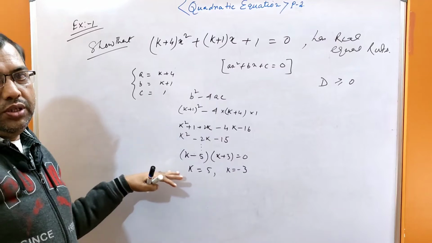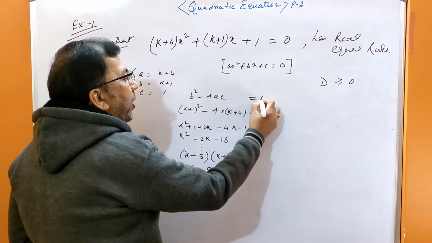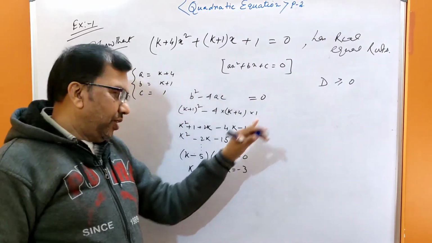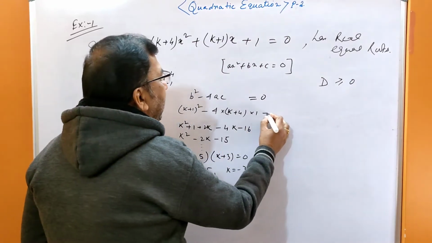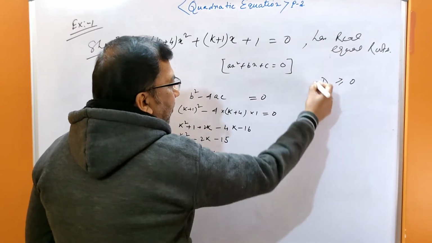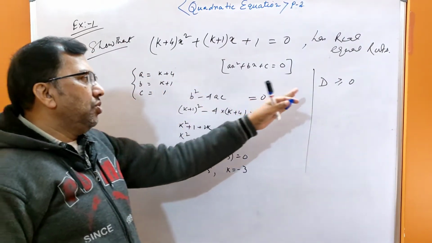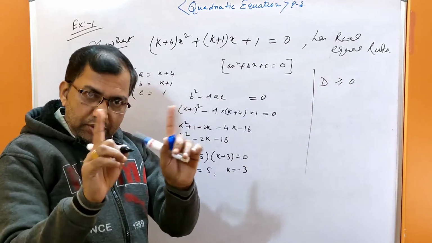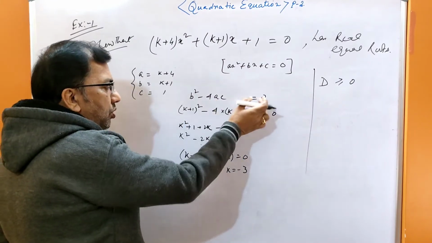How? For equal roots, this equals 0. That's why you have to apply it. For equal roots, the discriminant equals 0. Otherwise, you cannot find this. So you have to write here, in case of equal roots, you have to know the discriminant. D equal to 0 means it has equal roots. That is b square minus 4ac equals 0.